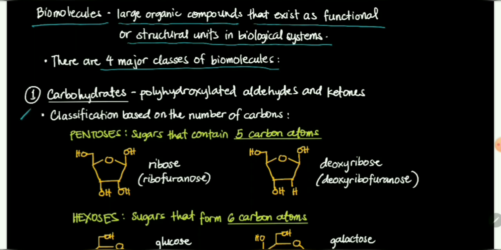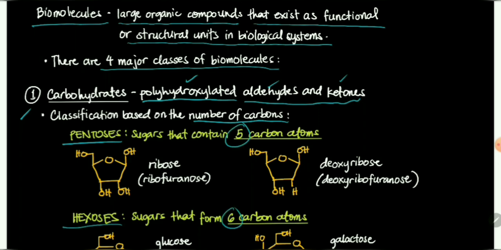So for the first one, carbohydrates. So what are carbohydrates? They are polyhydroxylated aldehydes and ketones. So ibig sabihin ng polyhydroxylated, marami silang OH group, aldehydes and ketones din sila. Okay? So classification based on the number of carbons, we have pentoses. So kapag pentose, 5 carbon atoms. Kapag hexose, 6 carbon atoms.